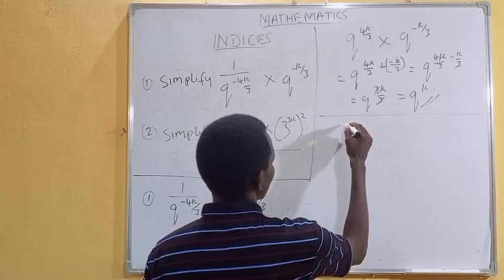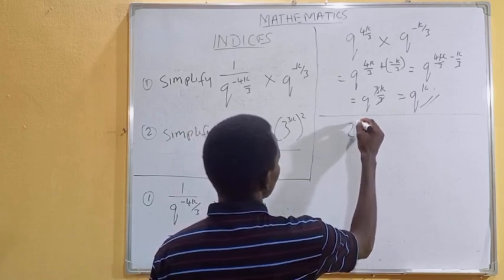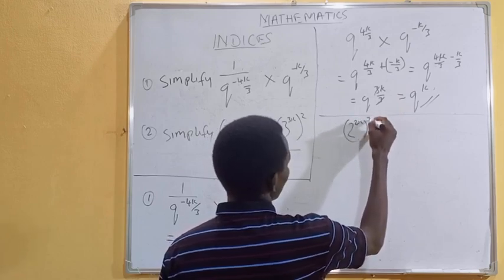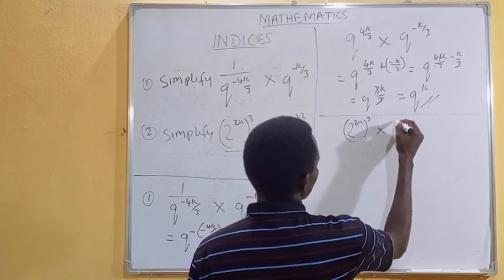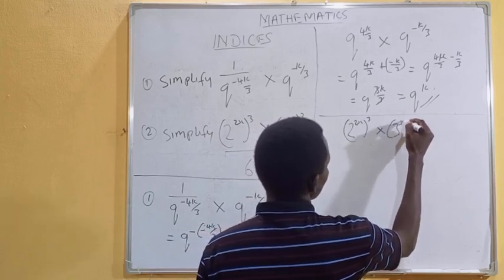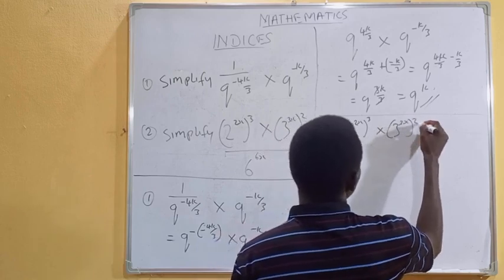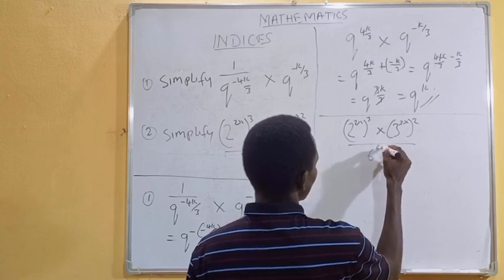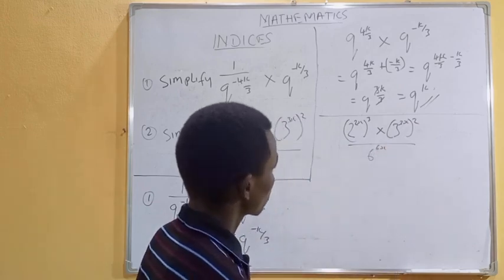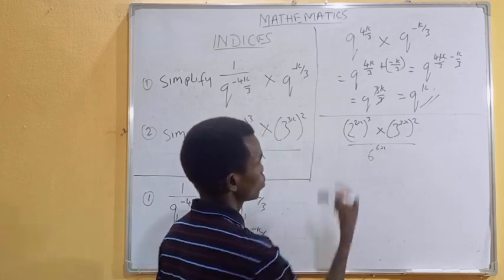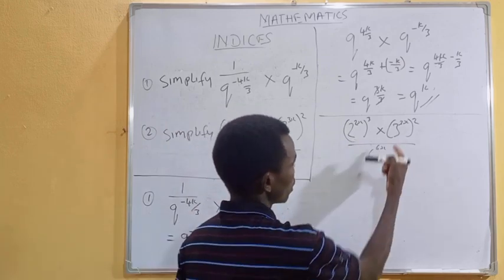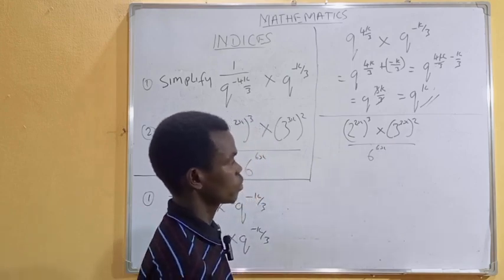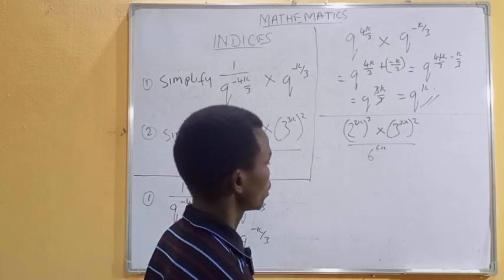We have 2 raised to the power 2s, all raised to the power 3, times 3 raised to the power 3s, raised to the power 2, all over 6 raised to the power 6s. From this question, we have 2 as a base, we also have 3, and 6. You can find the factors of 6, which is 2 times 3, will give you 6.